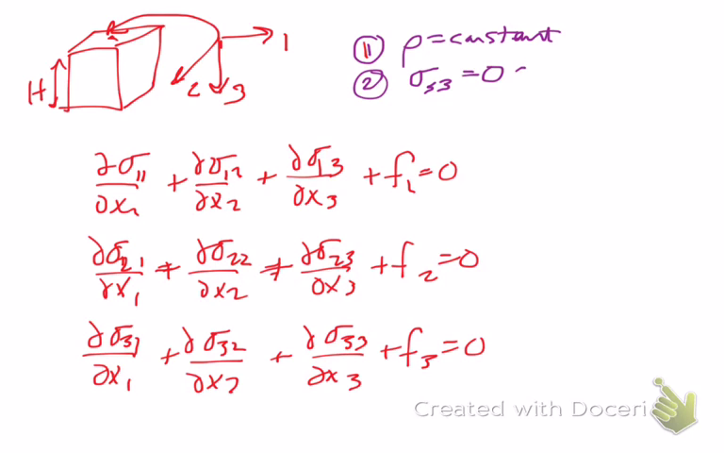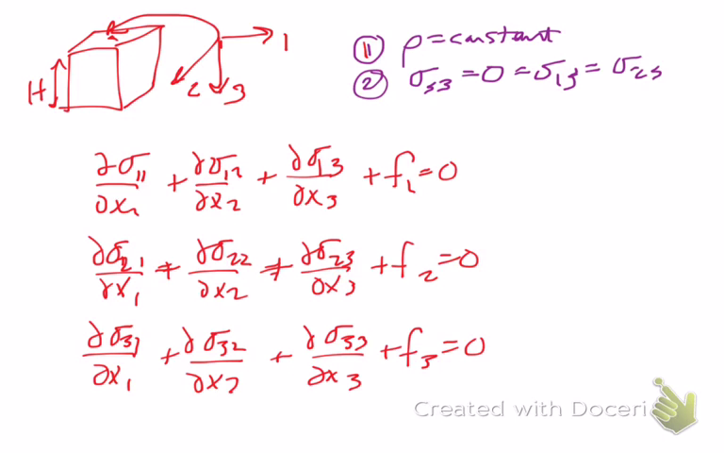What else? So we have no normal stress at the top, and what else for a free surface? No shear forces. So sigma 1,3, you mean 3,1? And 3,1, because they're equal, so there's symmetry. And 2,3, sigma 2,3.